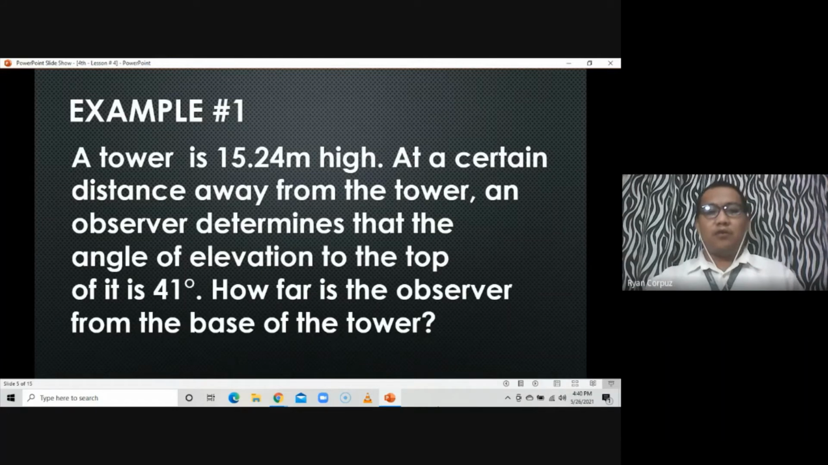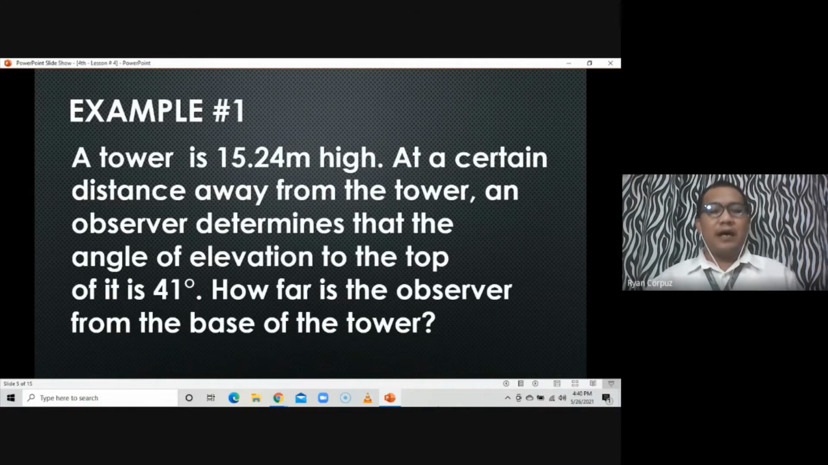And there is an observer na tinignan yung top of the tower na ang angle of elevation ay 41 degrees. So what we are looking for is how far is that observer from the base of the tower. So basically, kapag given ay verbal problems, medyo mahirapan nating intindihan kung hindi natin na-visualize, di ba?